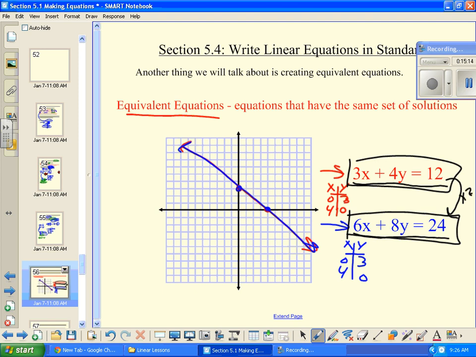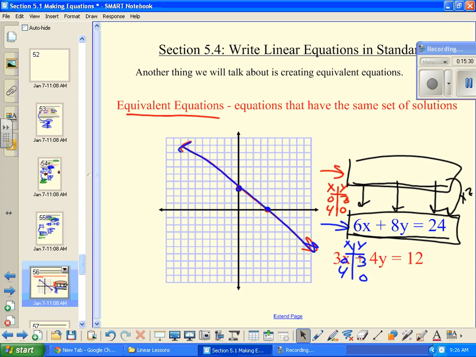Okay? If I take 3 times 2, I get 6. 4 times 2, I get 8. 12 times 2, I get 24. In equivalent equations, there's some common factor like this that relates the two. So if I want to make more equivalent equations, I can make some other ones.